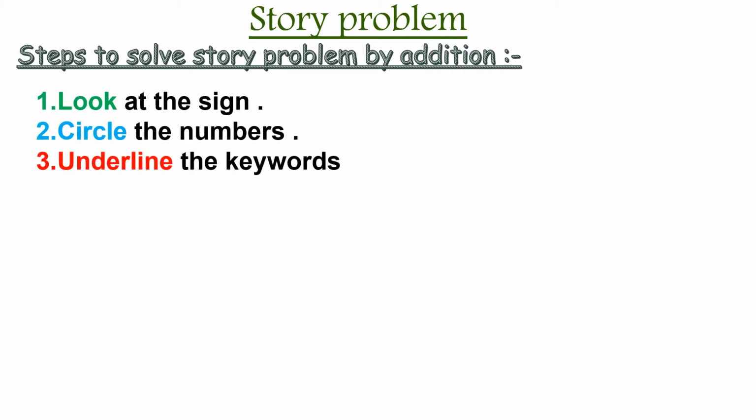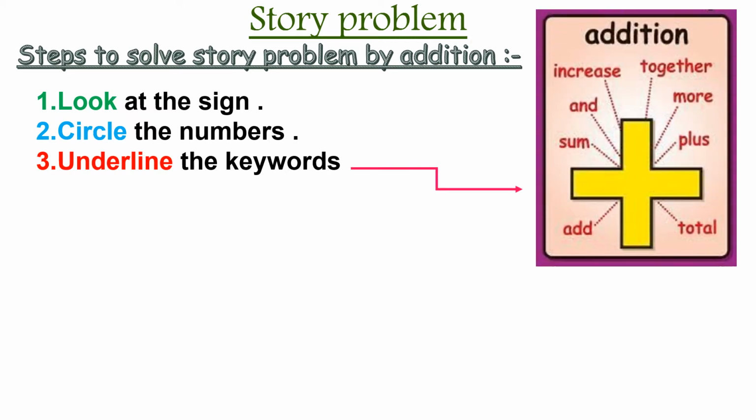Story problem. How do we solve the story problem in addition? We have 3 steps. Number 1, we look at the sign, if the sign is plus or minus. Number 2, circle the numbers. Number 3, underline the keywords. The keywords are increase, together, more, plus, total, add, sum, and.